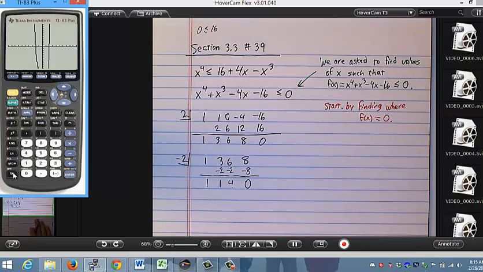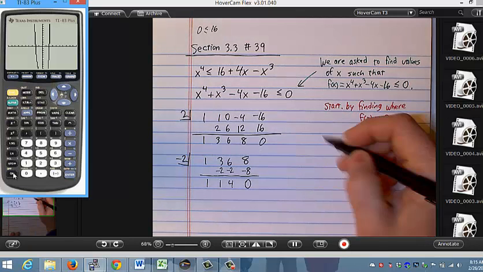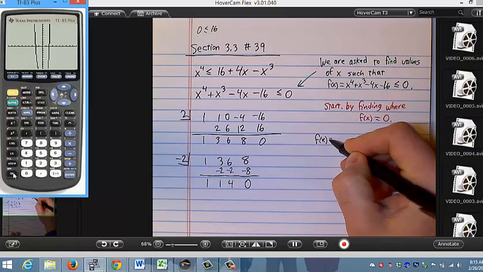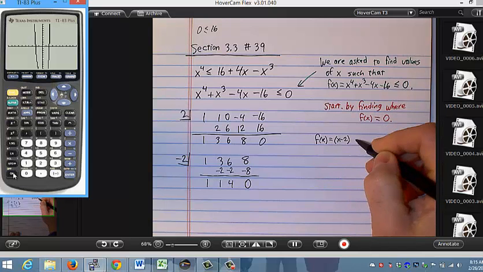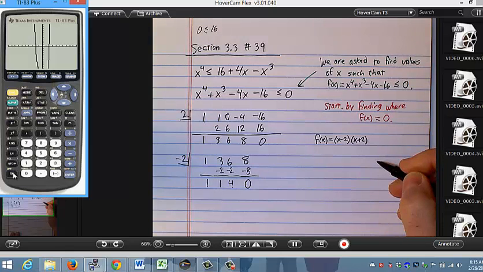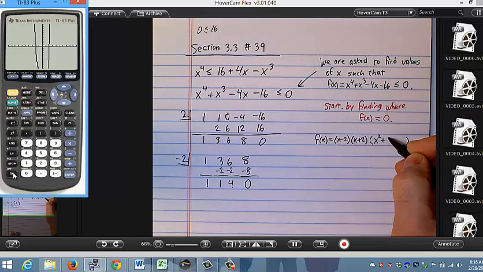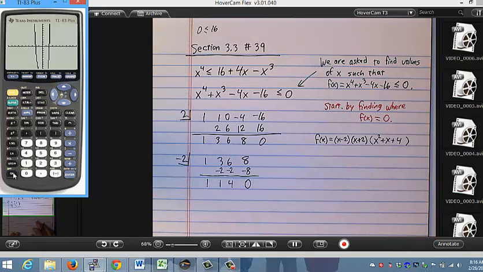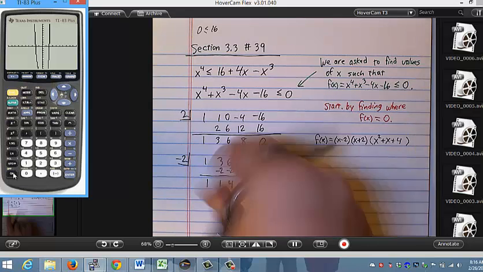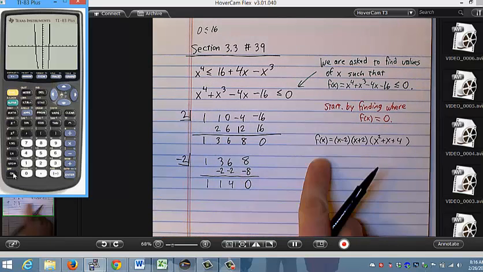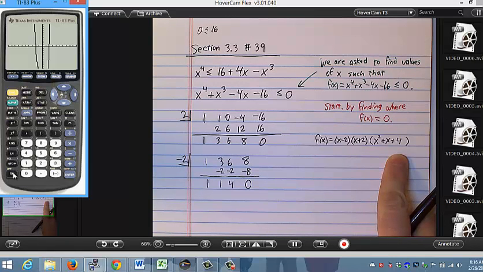Okay, so let's see what we know so far. I said start by finding where f of x equals 0. Well, we know so far that f of x is equal to x minus 2 times x plus 2 times what else? X squared plus x plus 4, right? So that's what we know. Go ahead, Elizabeth. Can you test the negative for me? Oh yeah, if you did, it would work. Yours would factor a little different, but in the end, this is what you should get when you factor it. Is that what you got?